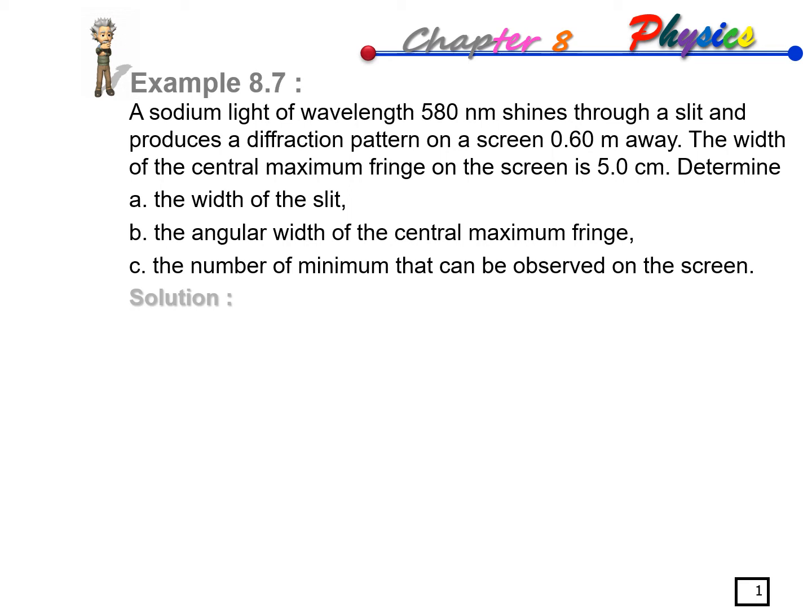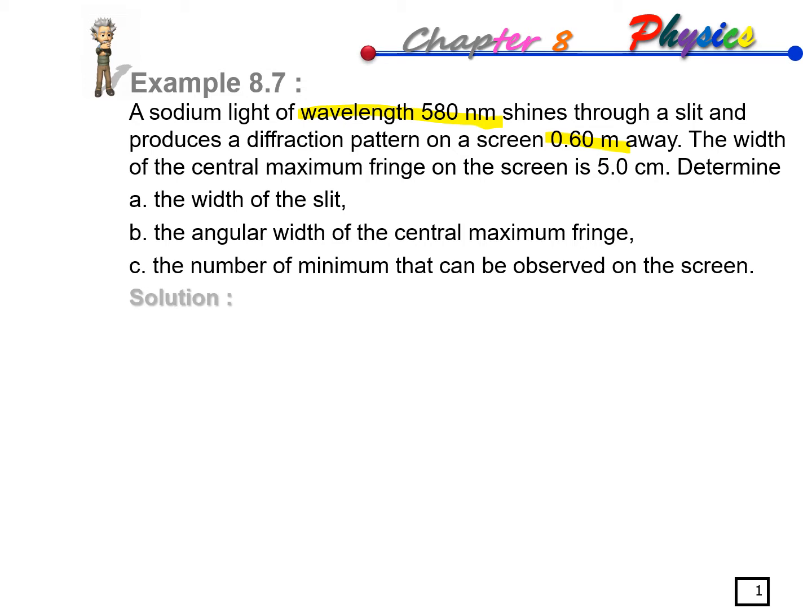Okay, all right. So let us look into example 8.7, which will cover problem solving on single slit. For this one, example 8.7, you have a sodium light, wavelength given as 580 nanometer, shines through a slit and produces a diffraction pattern on a screen 6 meters away. So this will be the distance from the source to the screen.